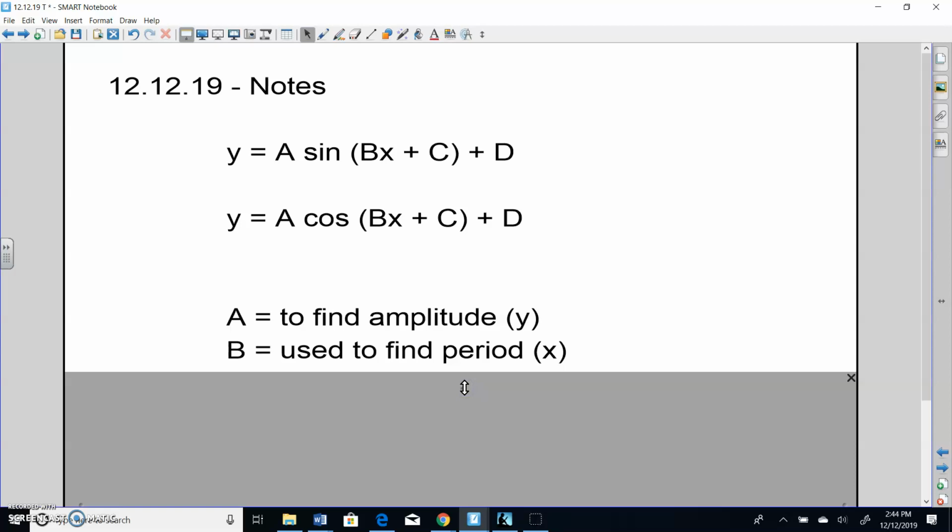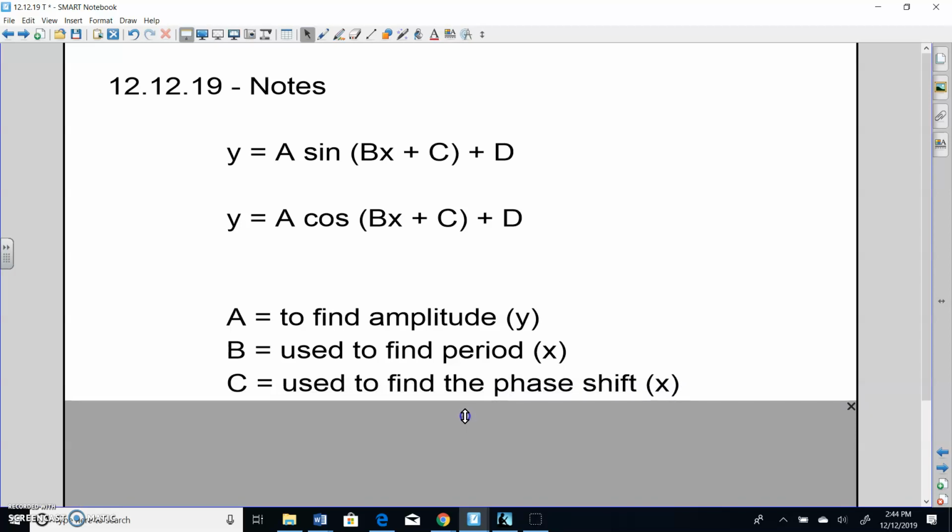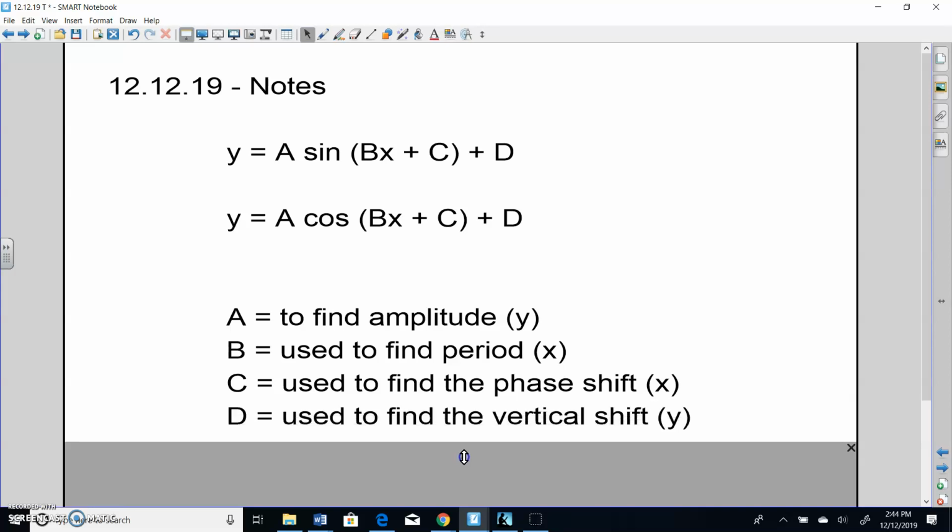Remember I told you there's two that are going to affect the y and two that are going to affect the x. We've done two that are going to affect the y. We've got to now find the other one that's going to affect the x, and that's phase shift. C is used to find the phase shift, and we'll talk about that in a minute. And then D is used to find the vertical shift. Phase shift affects the x coordinate. Vertical shift affects the y coordinate.